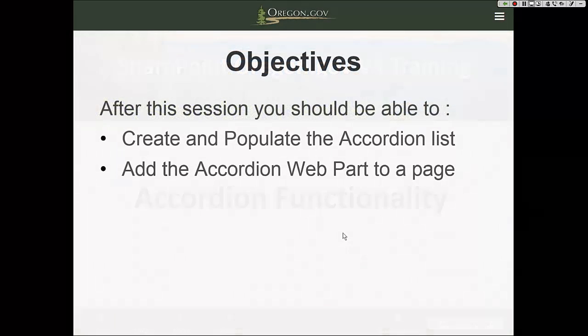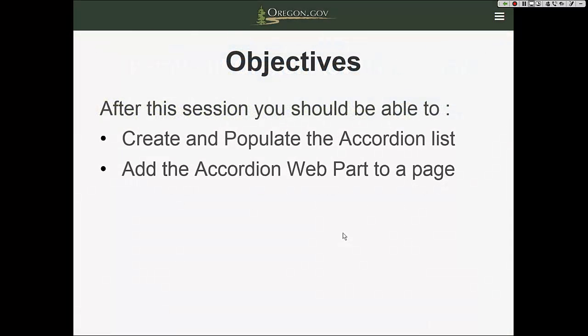So today we're going to talk about, and at the end of the class you should be able to create and populate an accordion list. The accordion list is what generates the content for the accordion functionality. And we'll be able to add that accordion web part into a page. And that is as easy as this gets.